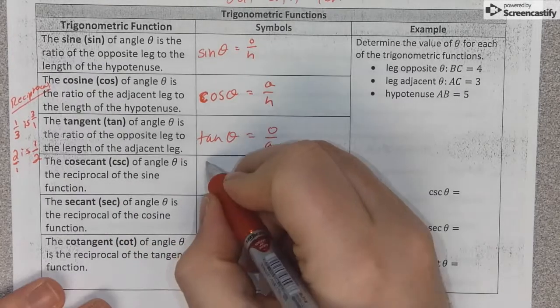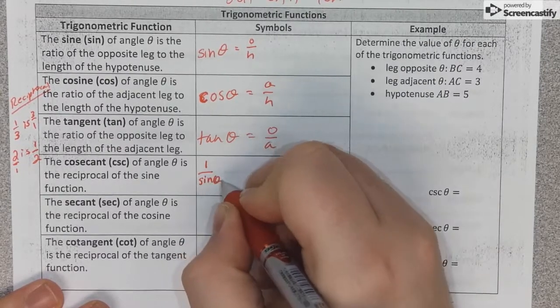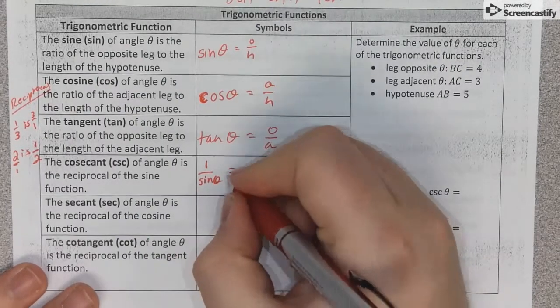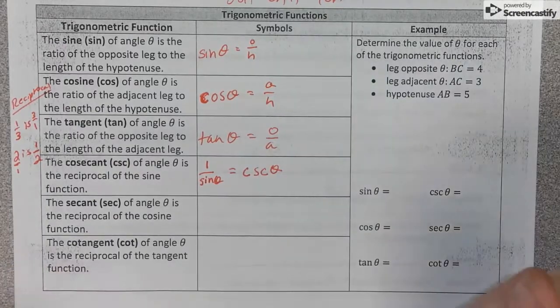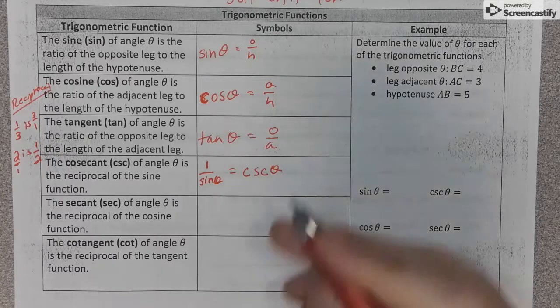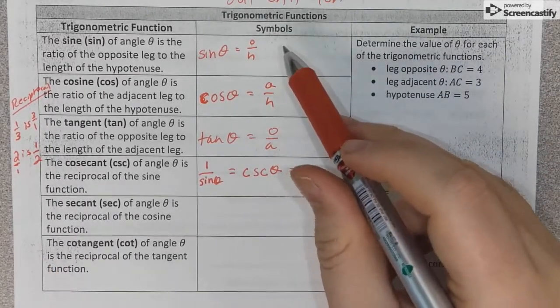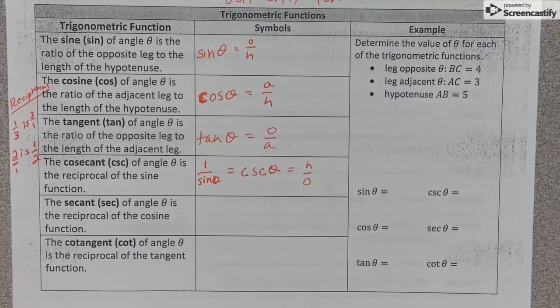So the cosecant would be 1 over sine theta. It's the reciprocal of sine. And we denote this as CSC theta. So the reciprocal of sine is cosecant theta. So instead of having O over H, we would have H divided by O, so hypotenuse divided by the opposite side.